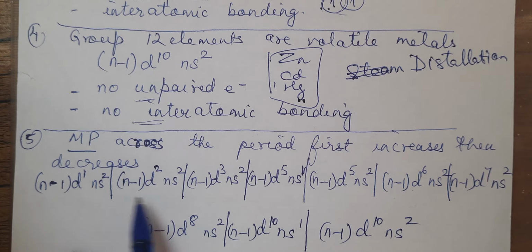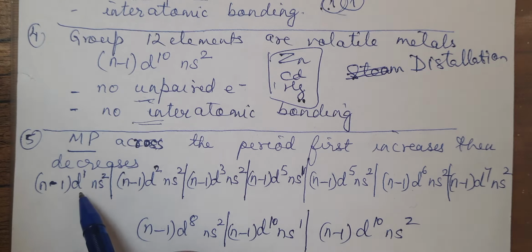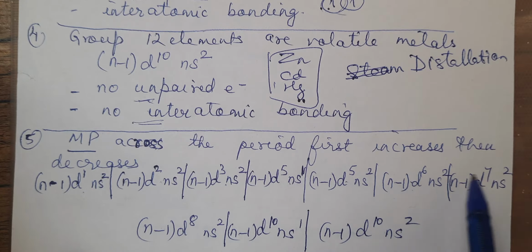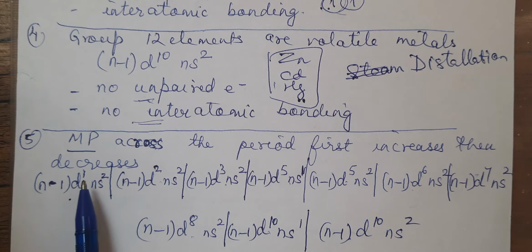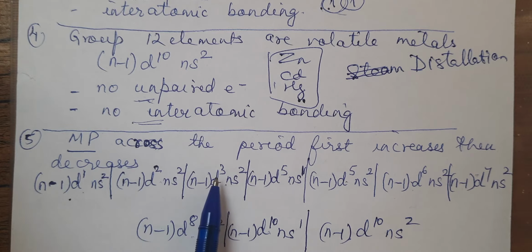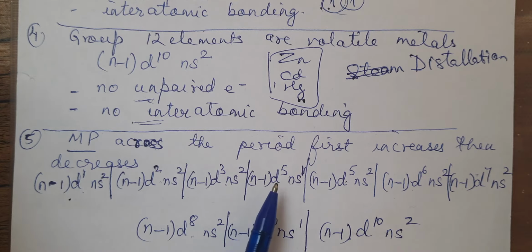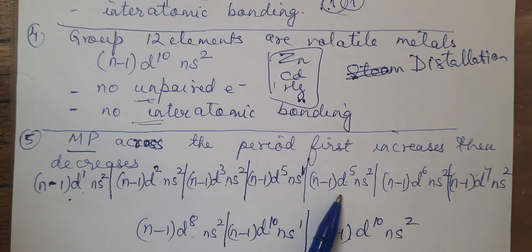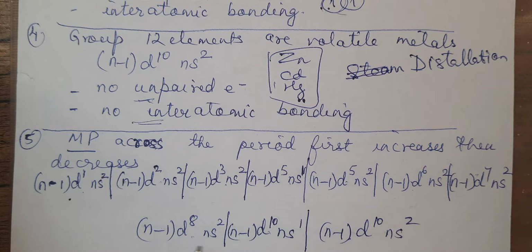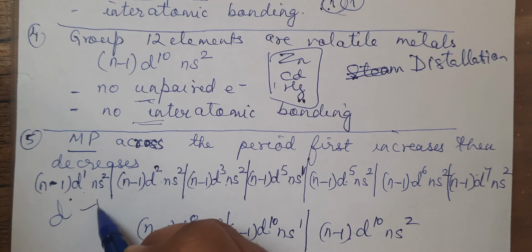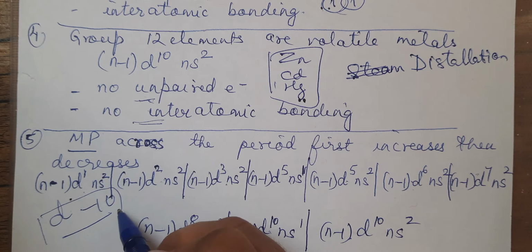So this is the configuration. I've written the configuration for groups 3, 4, 5, 6, 7, 8, 9, 10, 11, 12. So when you check their configuration, they have 1 unpaired, 2 unpaired, 3. This is an abnormal configuration, 5 and 1: 6 unpaired, 5 unpaired, 4 unpaired, then 3, 2, 1 unpaired and 0. So what is happening? The number of unpaired electrons is increasing and then decreasing, because the d orbital can accommodate a maximum of 10 electrons, right? So suddenly it cannot be d10.